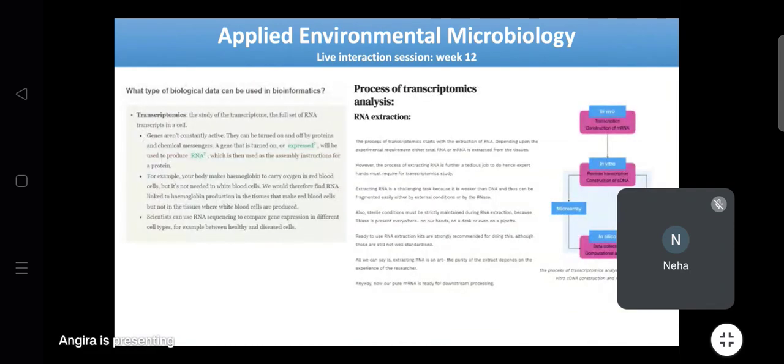Now let's delve a bit deeper into bioinformatics. In bioinformatics, we deal with different types of data. The first type of data that we use in bioinformatics is transcriptomics. So what is a transcriptome? Can anybody tell me?